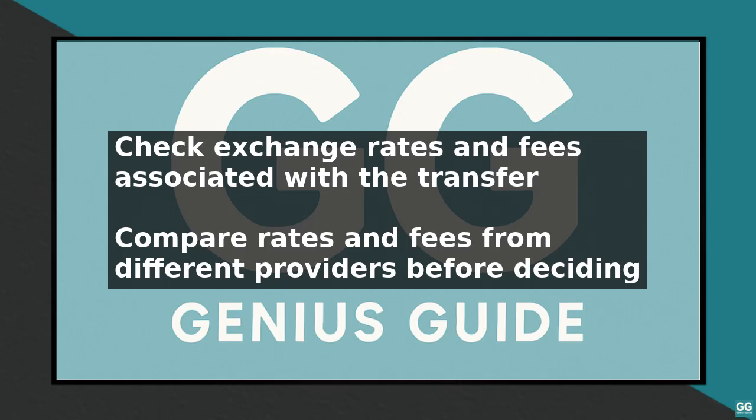Once you have chosen a provider, you need to register for an account. This can usually be done online or through a mobile app. You will need to provide some basic information such as your name, address, and identification documents.